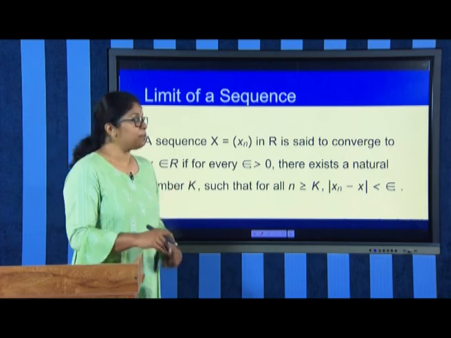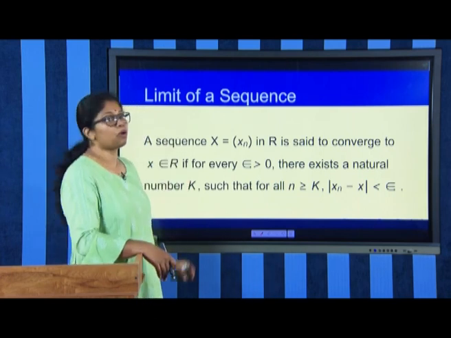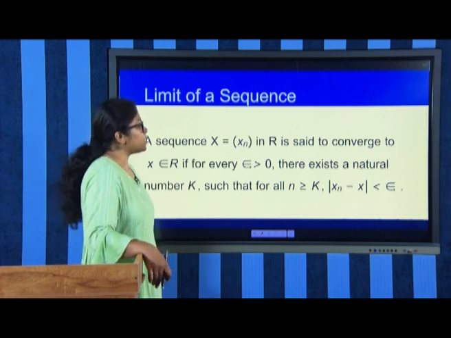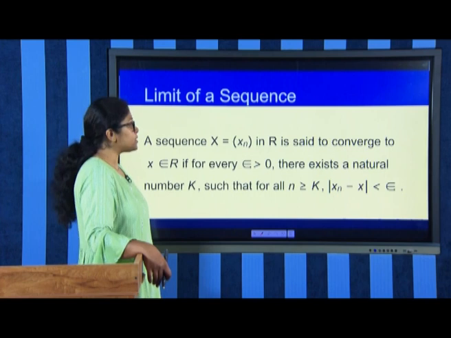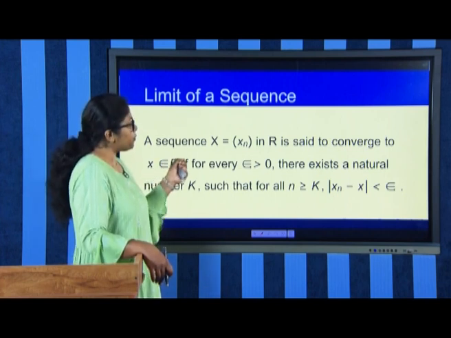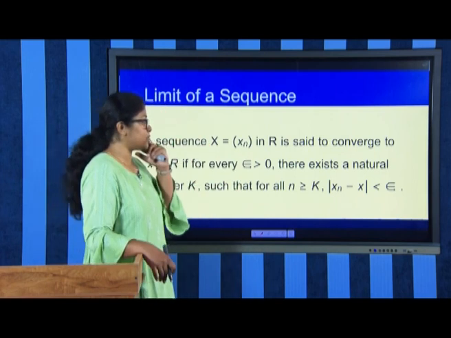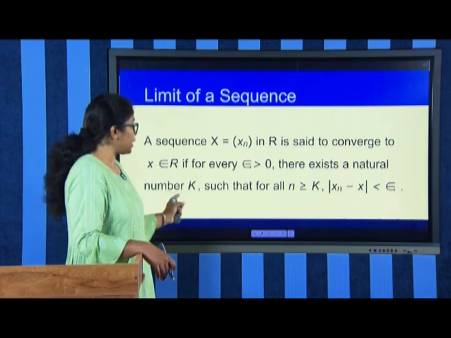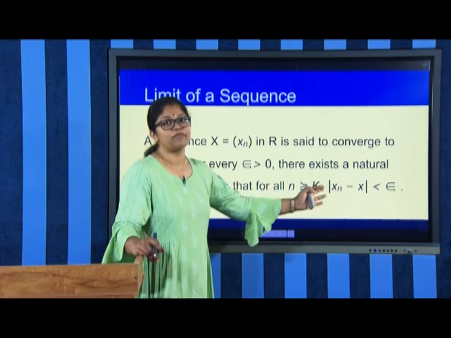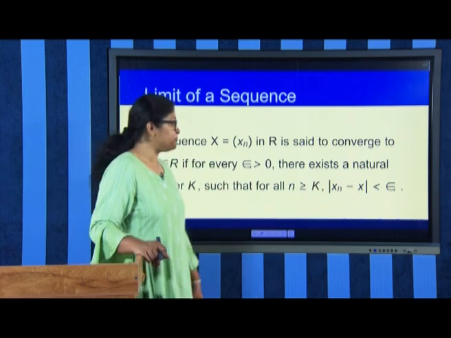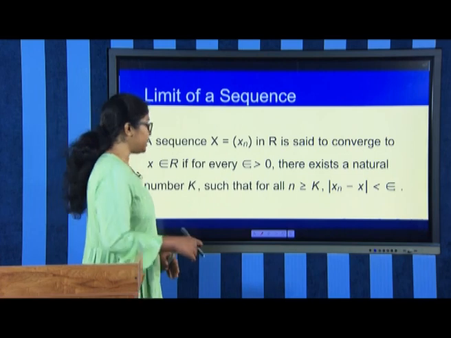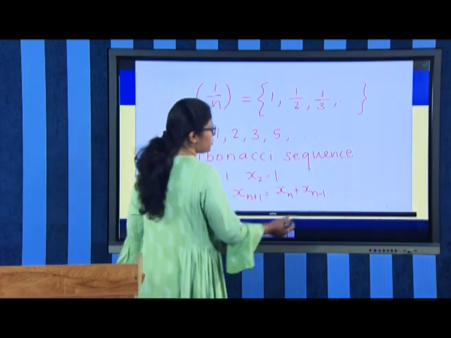So, keeping that in mind, we have something called the limit of a sequence. A sequence x equal to (xn) in R is said to converge to an element x belonging to R if for every epsilon greater than 0, there exists a natural number k such that for all n greater than or equal to k, modulus of xn minus x is less than epsilon. Looking at this definition, this won't be so clear. So, let us see some geometrical approach.